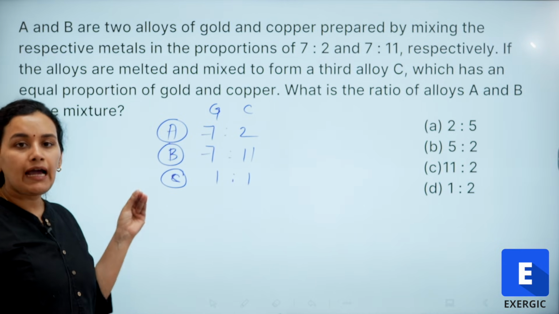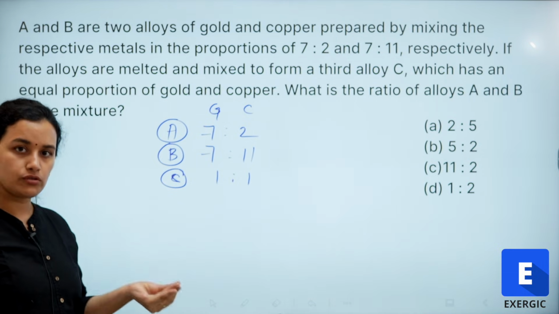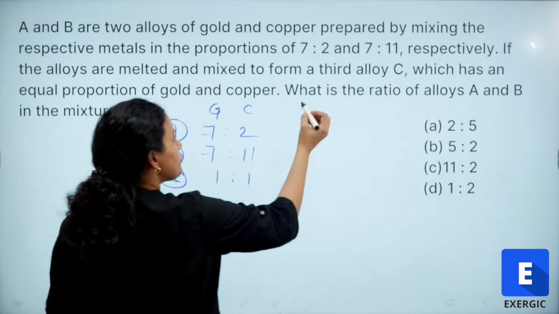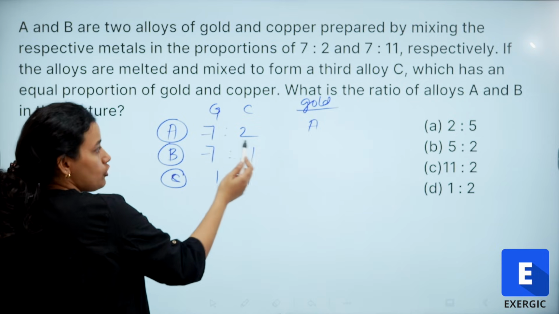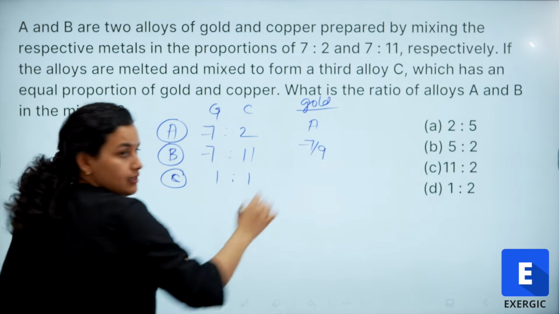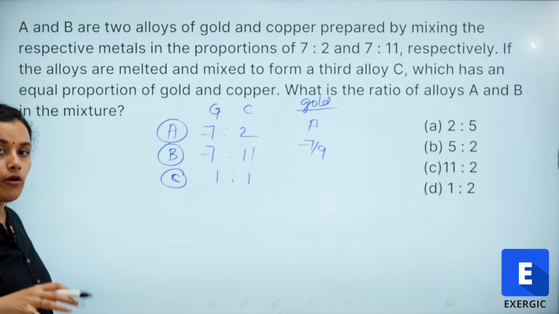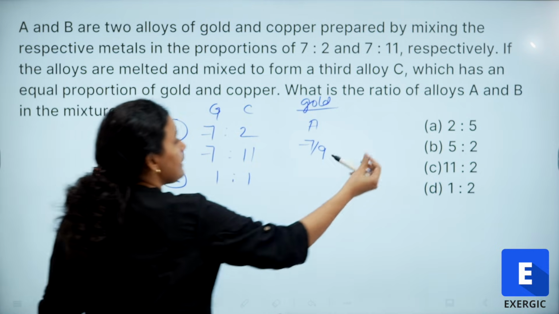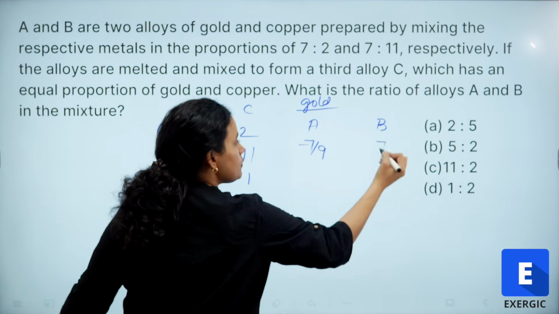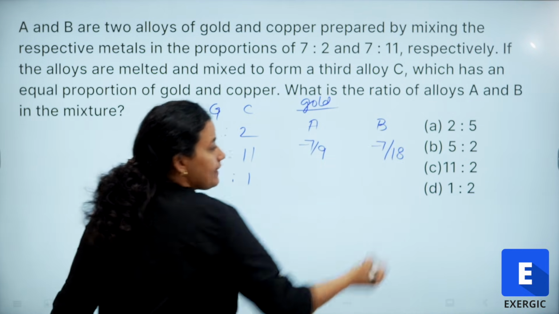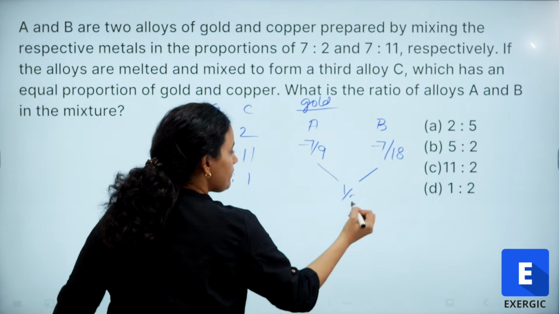So you can work with either the proportions of gold or you can work with the proportions of copper. It is going to give us the same answer. I'm going to work with the proportions of gold. Alright. So in alloy A, the proportion of gold is 7/9. The proportion means we are going to take it with respect to the total. The denominator will be total, so 7 plus 2, 9. Similarly, as far as alloy B is concerned, 7:11, so the proportion of gold is 7/18. And in the final mixture C, the proportion is 1/2.